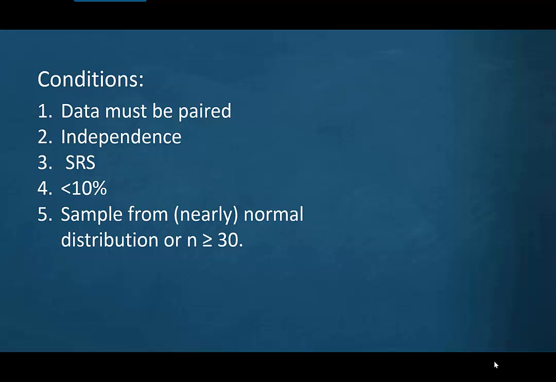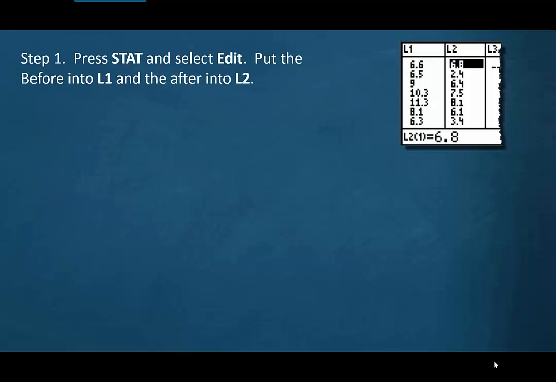So our N is not bigger than 30, so we need to actually test to make sure the distribution could have come from a normally distributed population. And we'll do that now. Step 1 is to press Stat, select Edit. You're going to put the data. I'm going to put the before in L1 and the after in L2. You can reverse that if you want. This is how I'm going to do it.